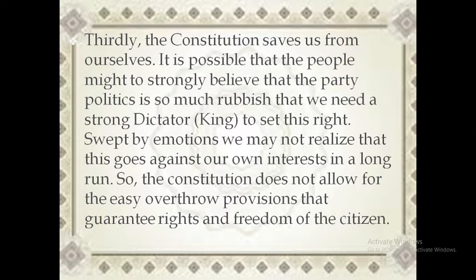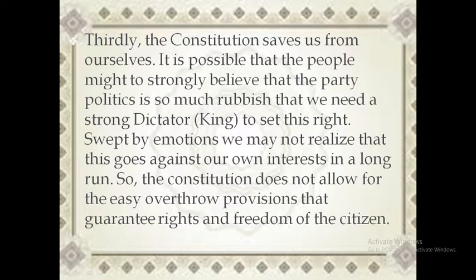The constitution saves us from ourselves. It is possible that the people might too strongly believe that party politics is so much rubbish that we need a strong dictator, that is a king, to set things right. Swept by emotions, we may not realize that this goes against our own interest in the long run. So the constitution does not allow for easy overthrow; it provides rights and freedom of the citizen.